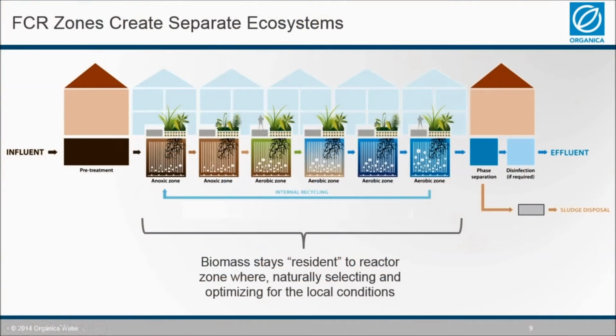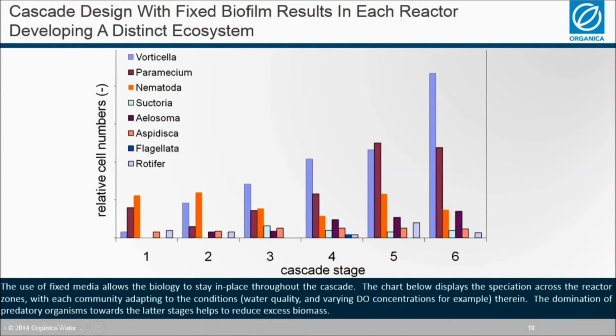Now, the FCR reactors are also broken into separate and distinctive zones as the liquid moves through the process. Typically, it's 6 zones. And so with the biomass attached into these zones, the biomass becomes resident to each reactor zone and therefore stays in the loading conditions and oxygen levels that are present in that zone. And so the biomass naturally selects, and the more effective organisms that operate under those conditions stay resident in that zone to optimize the treatment process with the organisms that are best suited to those conditions.